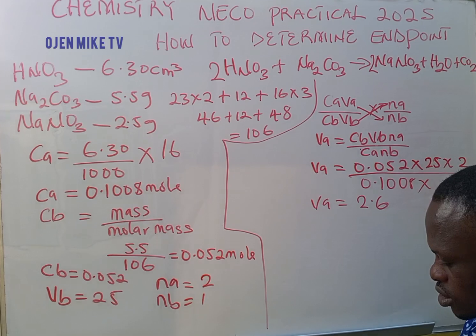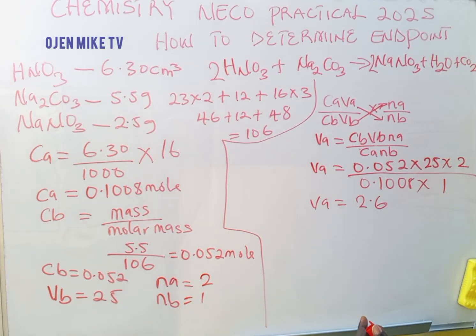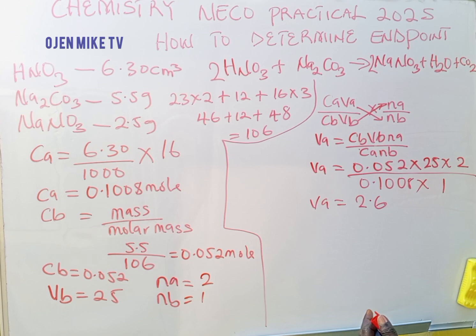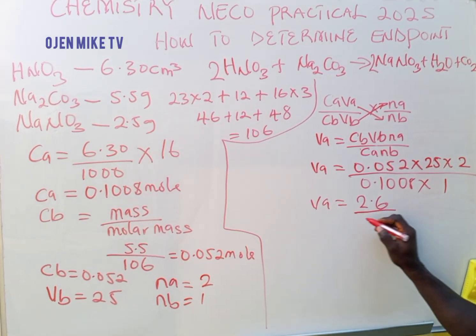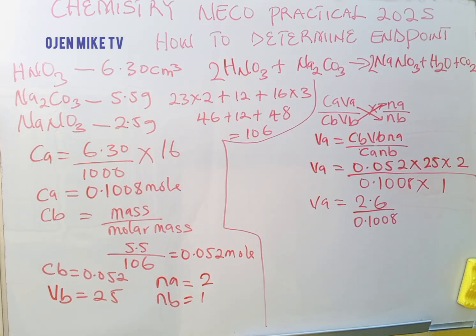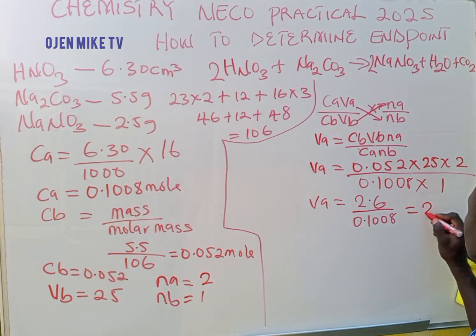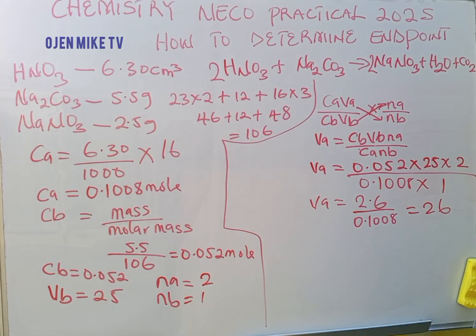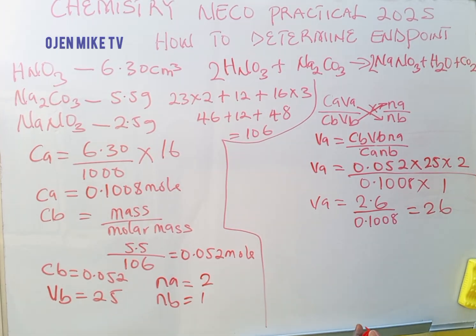So Va will be equal to, if you multiply this out: 0.052 times 25 times 2 equals 2.6. You divide by 0.1008. It equals 26, or you can approximate this one. 2.6 divided by 0.101.